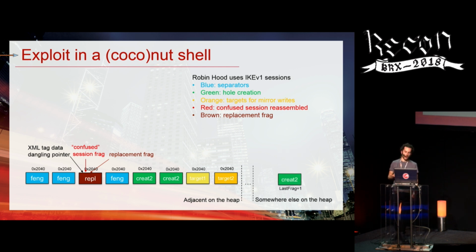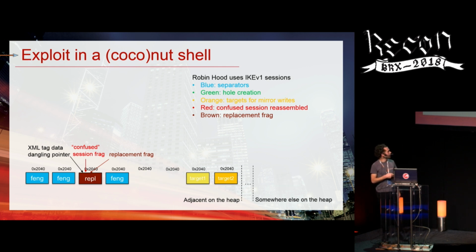Now I'm sending the last fragment for the second green session to create a larger hole of 2K. And the idea is I want to reassemble the red session. So I send the last fragment for the red session, and I want it to fit in this hole. So I just make sure the sizes are such that the reassembled packet will fit into this hole.